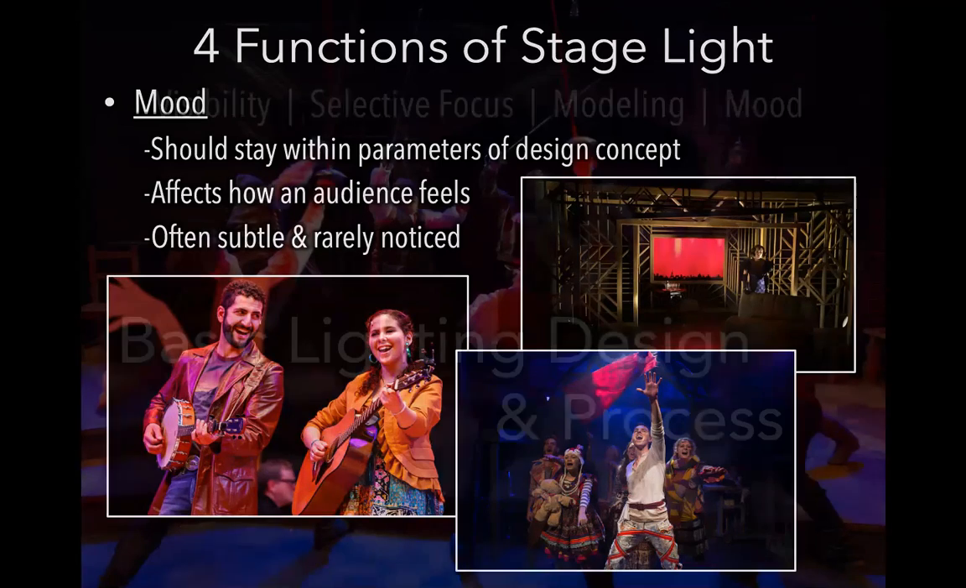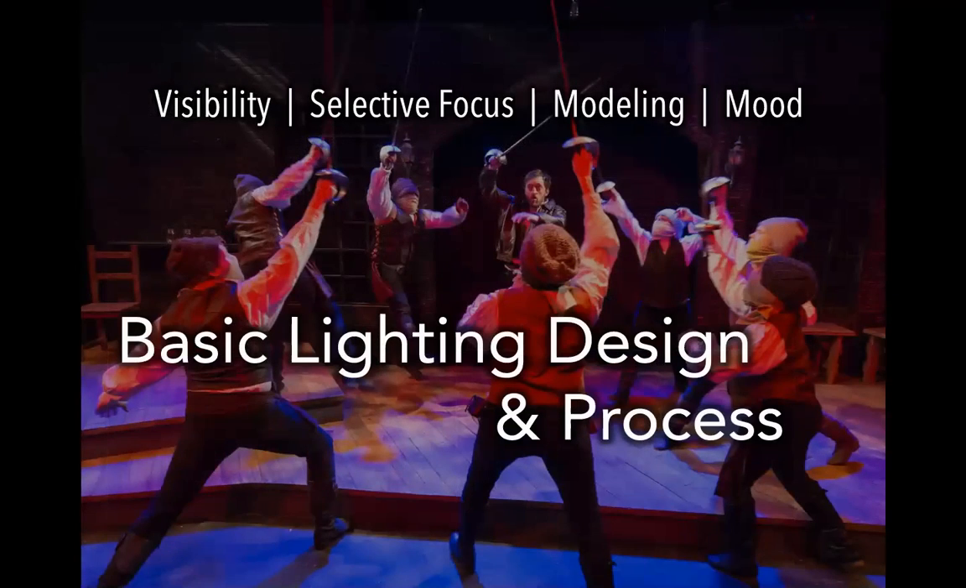Cool, so those are the 4 functions of stage light: visibility, selective focus, modeling, and mood. Those are the most important things that we can do and control. And next lecture, we'll talk about the ways to control them.